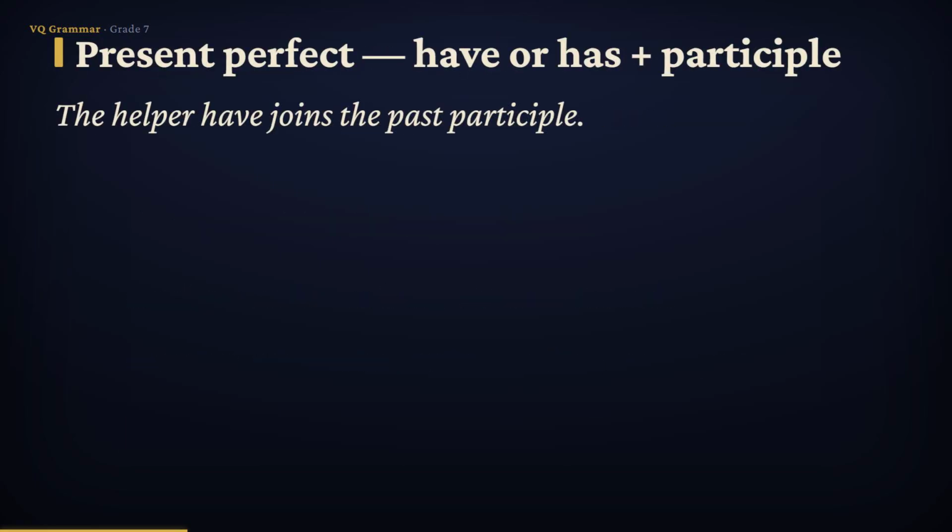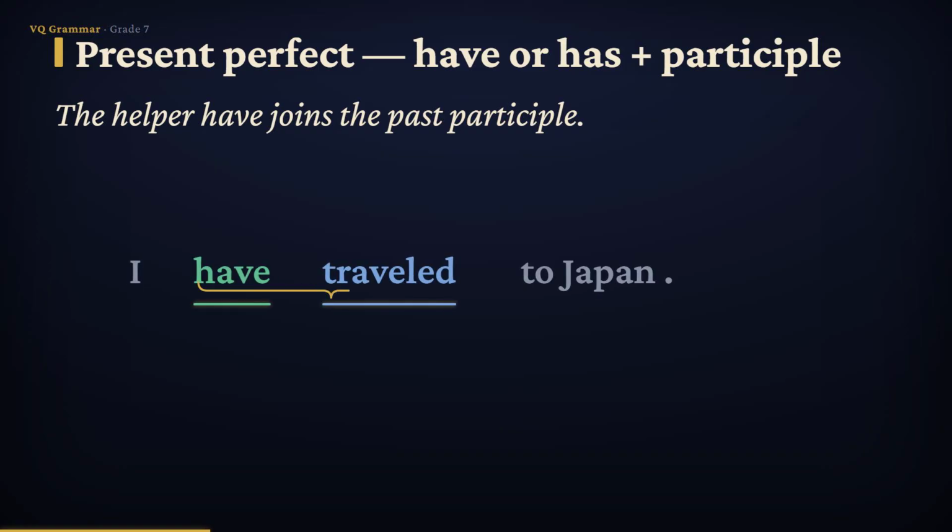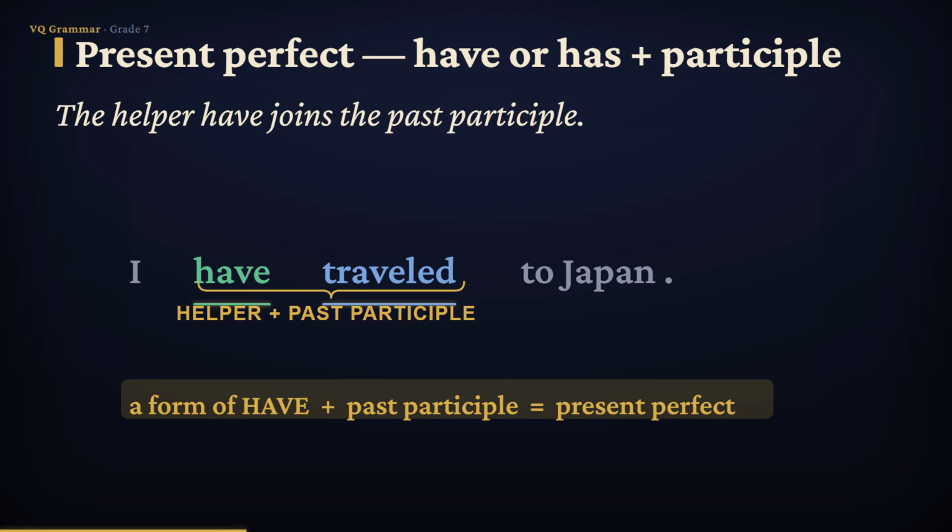Let's build the present perfect tense first. Its formula is have or has plus a past participle. Here it is in a sentence. I have traveled to Japan. The helper have joins with the participle traveled to form the tense. If the subject is he, she, or it, you switch have to has, as in, she has finished the race. That pairing, a form of have plus a past participle, is the present perfect.